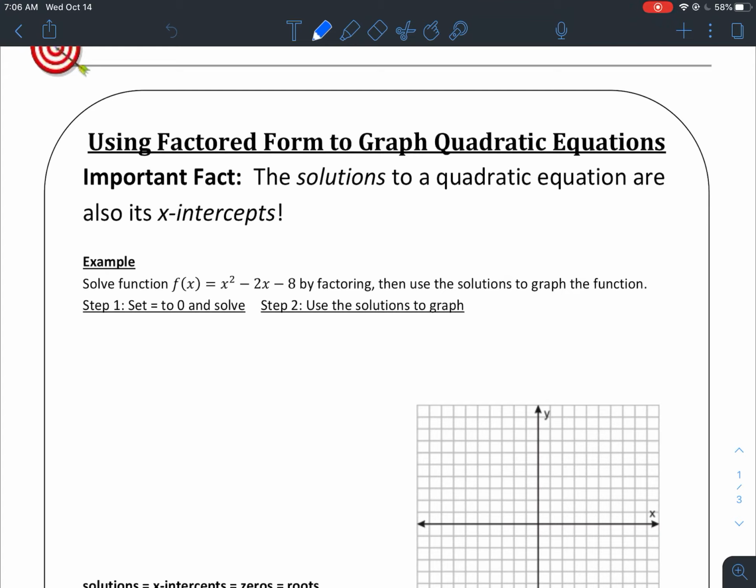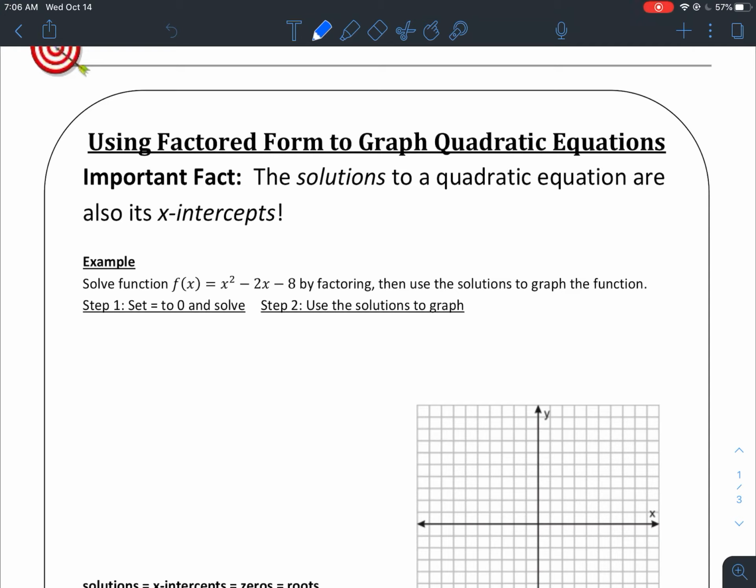So the past couple weeks we've been working on factoring quadratic equations. Now we're going to actually use that factoring to our advantage and use it to learn something about the quadratic equation. So it says solve function f of x equals x squared minus 2x minus 8 by factoring. Then use the solutions to graph the function. So first off, what do they mean by the solutions?